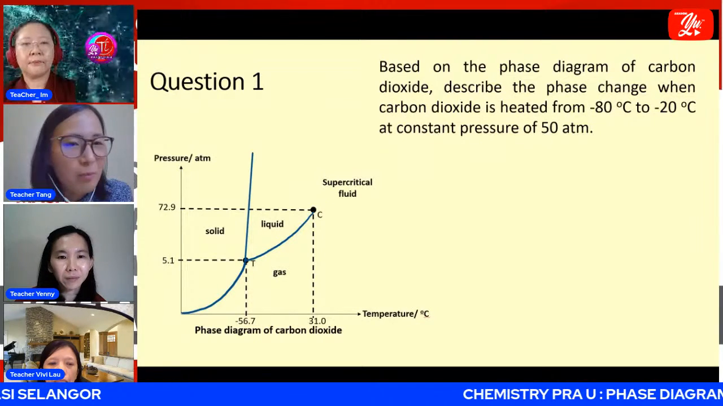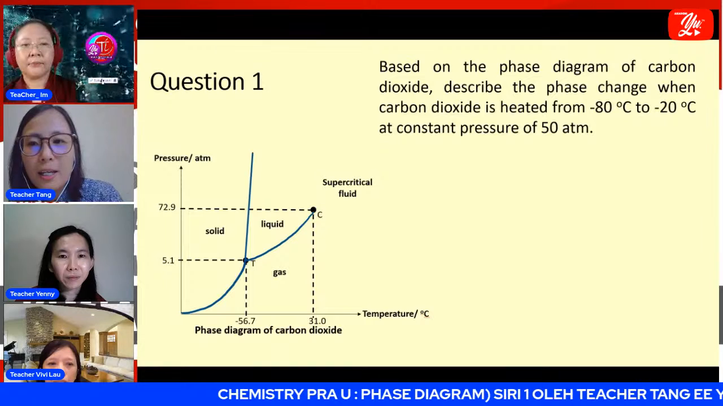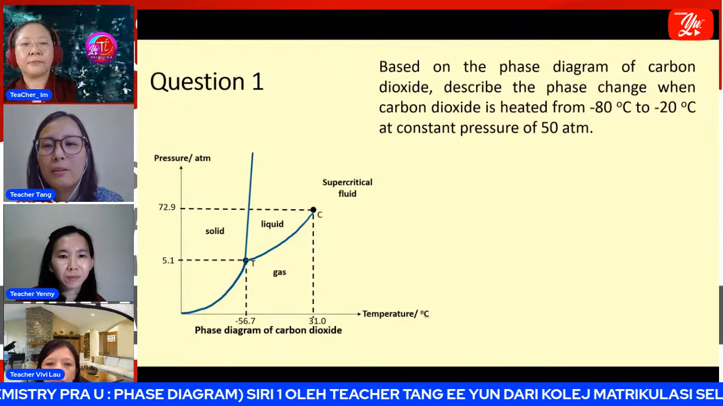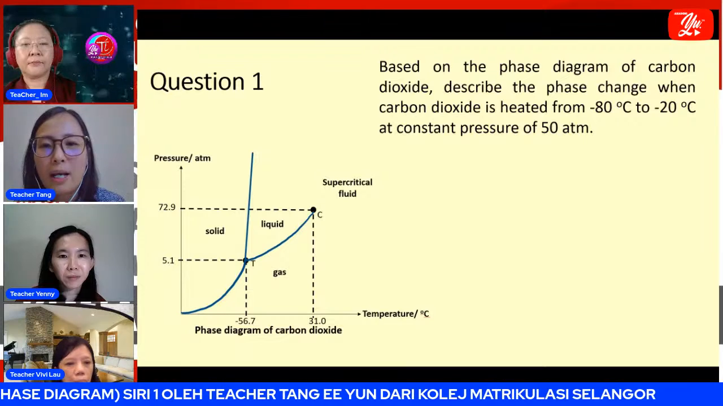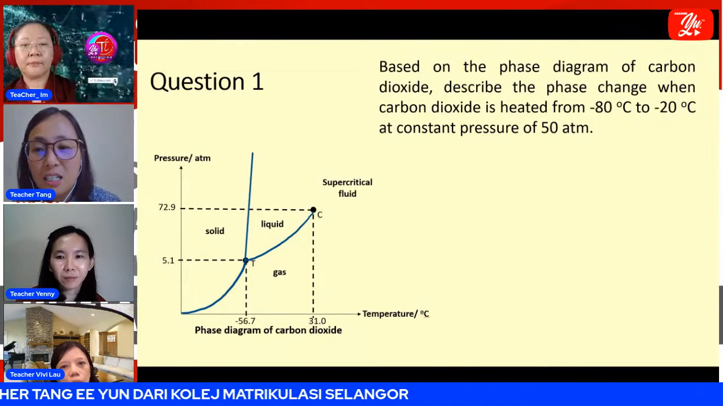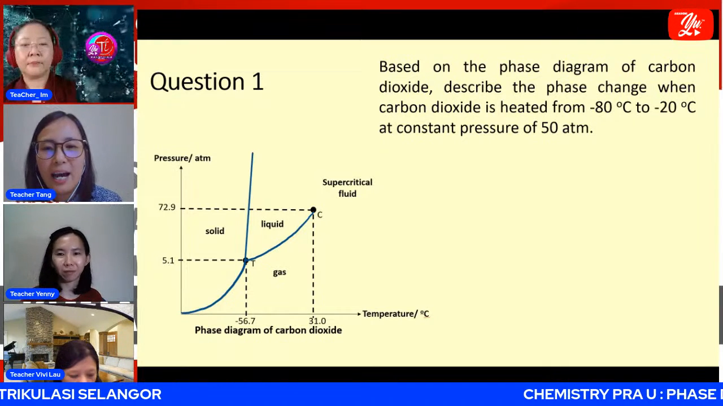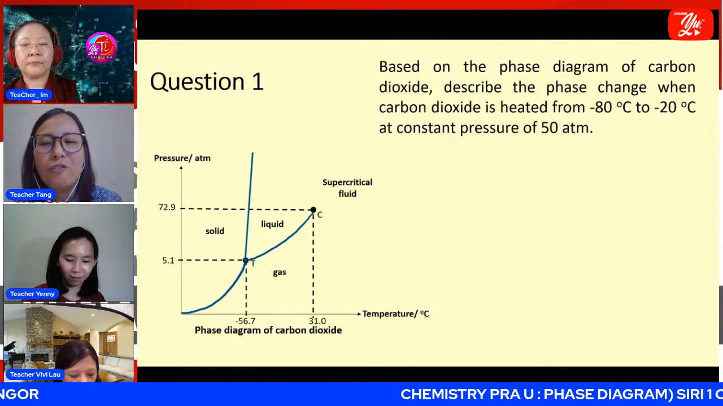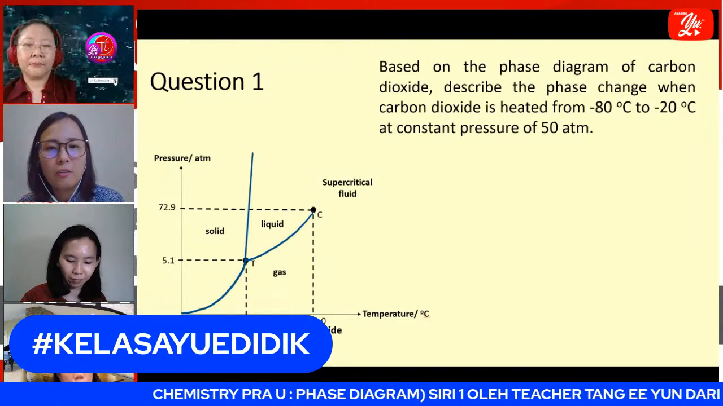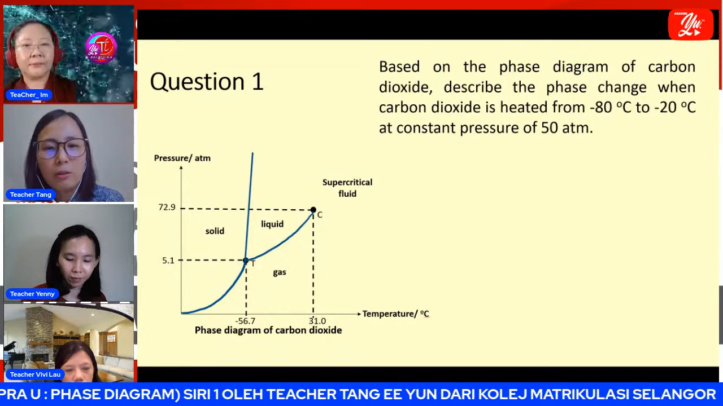Okay, now we can move on to the question. So for the question, if the question asks you to describe the phase change when carbon dioxide is heated from negative 80 degrees Celsius to negative 20 degrees Celsius at constant pressure of 50 atm. Again, to answer this question, first we need to plot the initial condition.